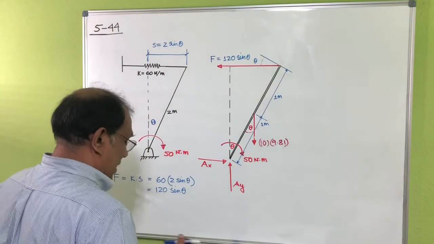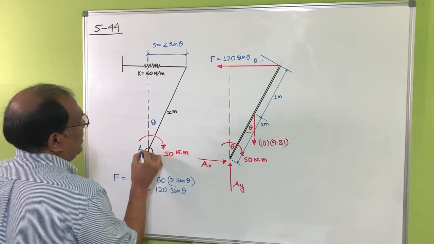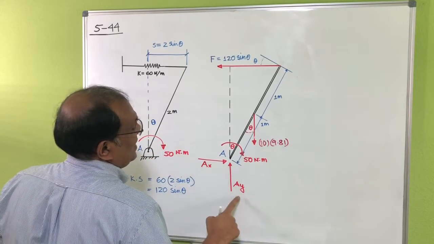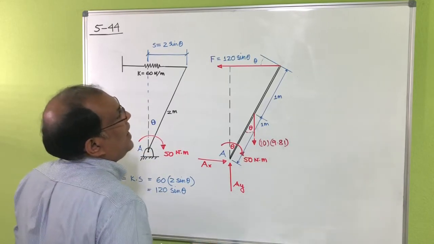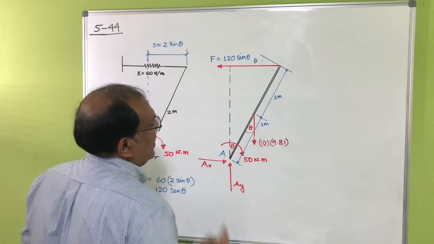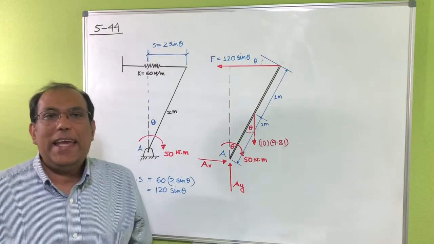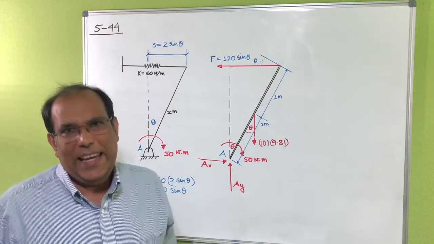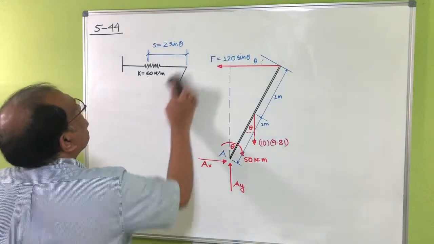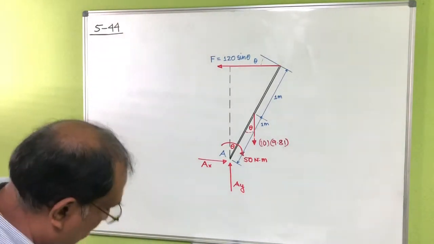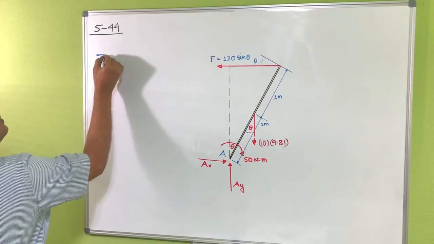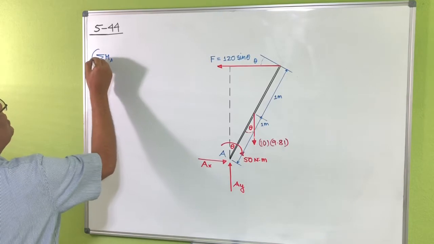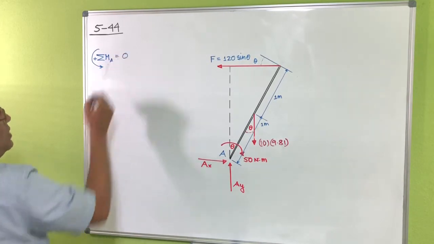Now if I take a moment at A, this is my point A here. This is a pin, so I just put the two reactions here, AX and AY. And you can see that I have actually three unknowns here, AX, AY, and theta. So if I take the moment at A, then basically I can avoid AX and AY from there, right? Let's take a moment at point A, okay? So if you take the summation of moment at A, and let's say counterclockwise is positive, that has to be 0 here.